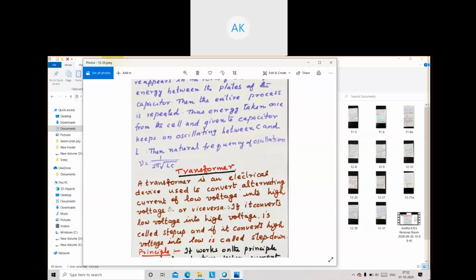Nearby our places, it will be stepped down, because near to the power station, they step up the voltage to very high voltage, and near to our house and all, it will be reduced to 230 volts, like that, decreased. So a transformer is an electrical device to convert alternating current of low voltage into high voltage or vice versa.